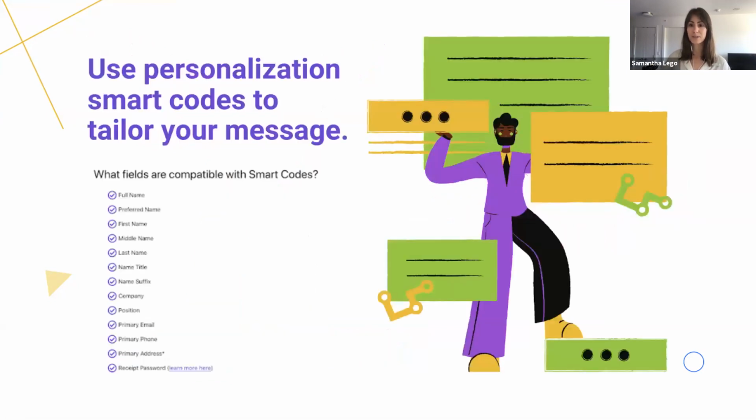So in Keela, we have something called smart codes. And these are placeholders that get replaced by the relevant value. So if you use a first name smart code, "hey first name" actually becomes "hey Sam," adding an extra touch of familiarity with no extra time in it for you. Seriously, it's drag and drop.